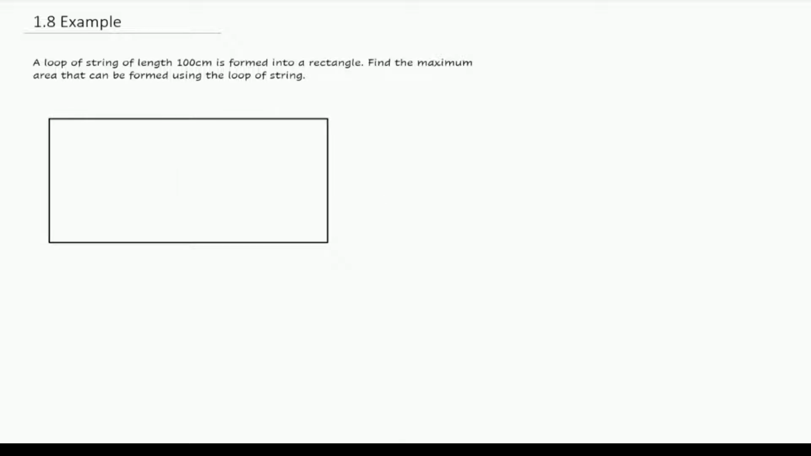Here is my rectangle. I'm going to make sure that I label the different sides. As I don't know the lengths of my rectangle just yet, I'm just going to label them X and Y. Now, as I'm finding the area, I know that the area of a rectangle is length multiplied by width. In this case, the area of this rectangle is going to be X multiplied by Y. The other thing I know is that the perimeter of my rectangle must be 100 centimeters, as the length of my string is 100 centimeters.